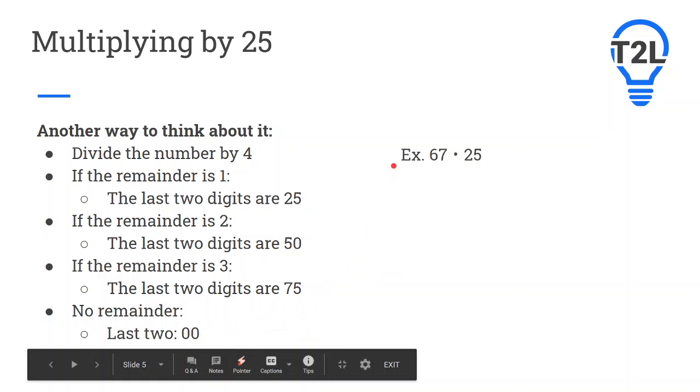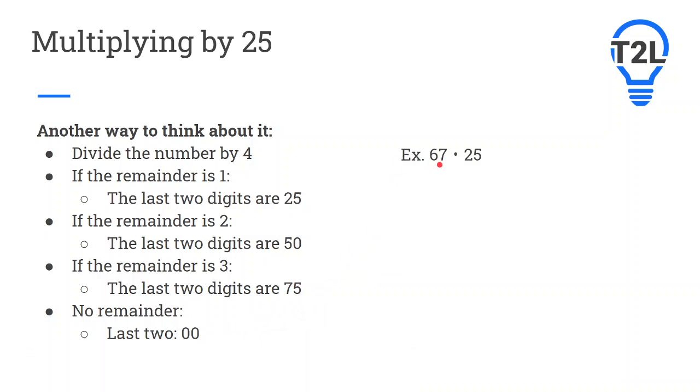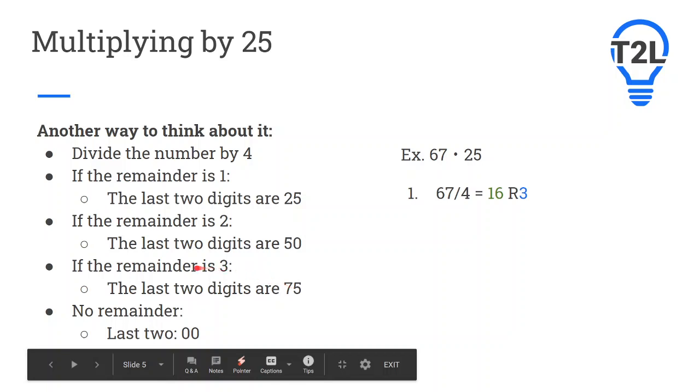For example, if you have 67 times 25, first just divide 67 by 4, and you get 16 remainder 3. Now 16 is still going to be a part of your answer, but with that remainder 3, you can convert it to 75 because with the remainder of 3, the last 2 digits are going to be 75. So the answer would just be 1675, and that's it.